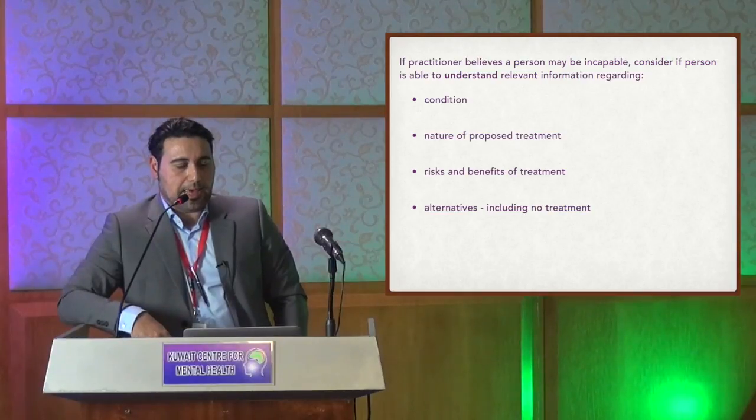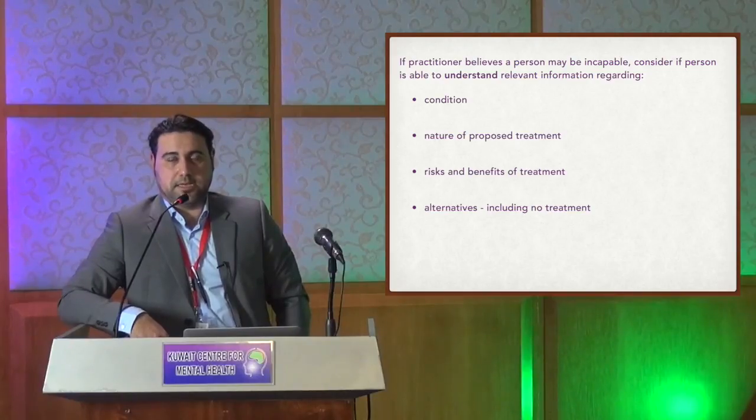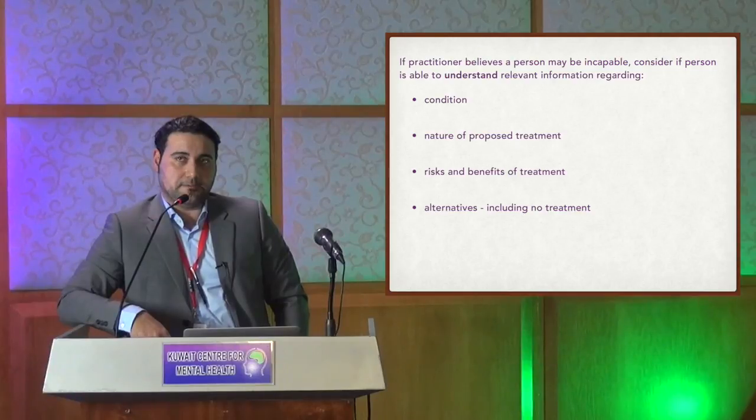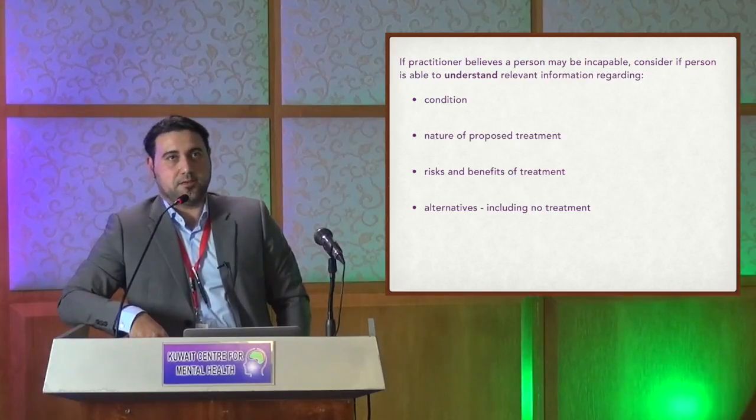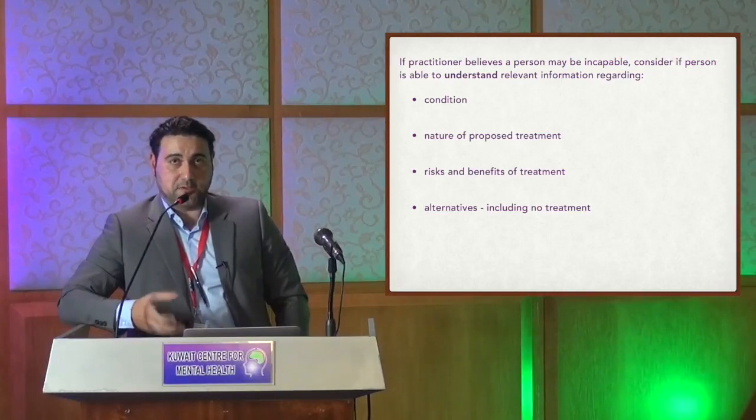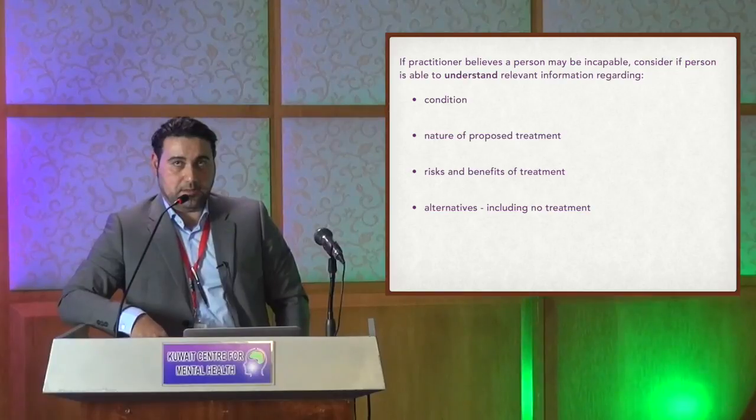And the alternatives. What's the alternative, for example, to giving them Sudilect? They understand yes, there's, for example, another antipsychotic. Or for a patient with depression, if we give him an SSRI, they understand that there is an alternative. We can use CBT, for example, if it's mild depression. So they need to understand this information.